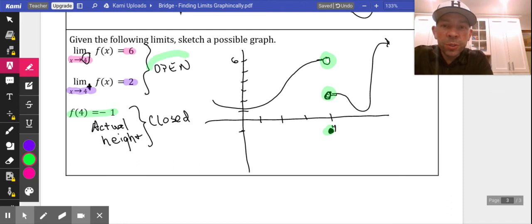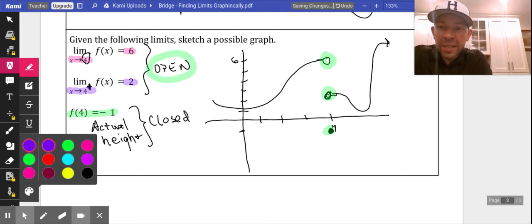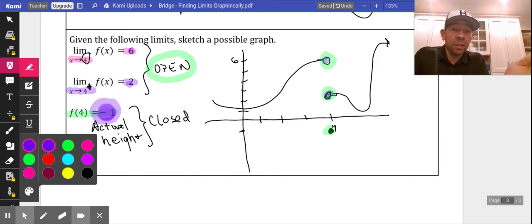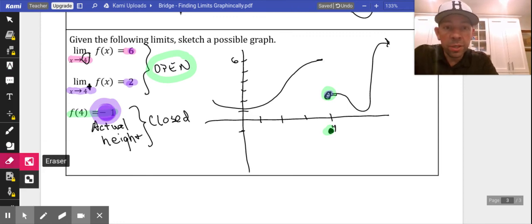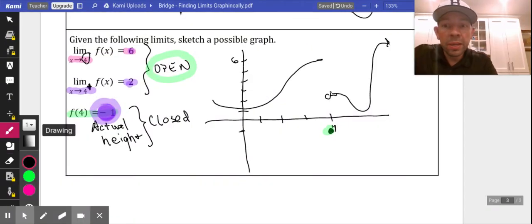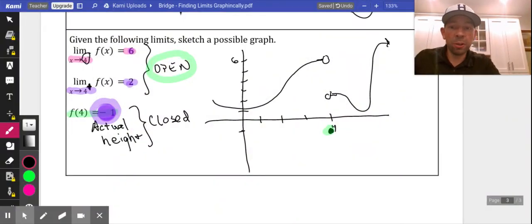Now I said these ones always start open. What happens is, let's pretend instead of saying -1 right there, maybe they said f of 4 equals 6. Then I would have gone back and closed that one. Or maybe they said f of 4 equals 2. Then I would have gone back and closed that one. So sometimes this number may cause you to go back and close one of those open circles. But in this case, I'm going to leave them open. Let's see if I can erase. Oh, dear. Well, that's not the end of the world. I can always draw an open circle right there. So those open, closed. Hope that makes sense. Let's go test our luck with an assignment, eh?